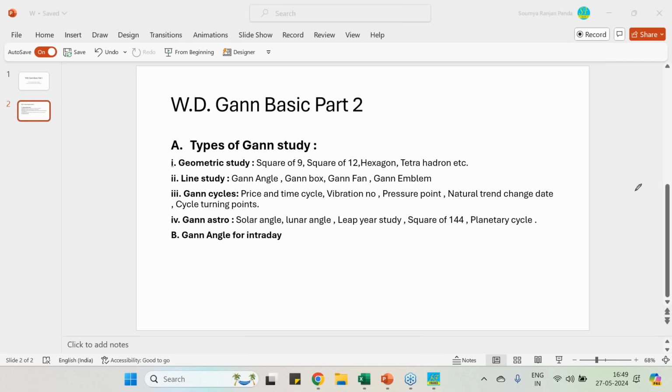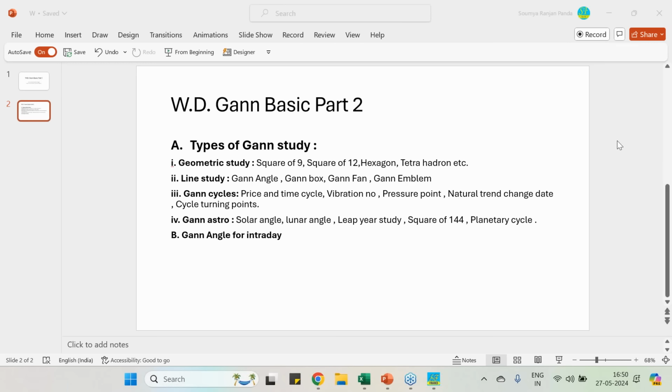Natural numbers are also one of the things. Many natural constants he has taken for studies. So it is a broad group of studies, and mostly people know only square of 9. Beyond that, they never move. Now we are going to study one part, the Gann angle study. Gann angle study is mainly for intraday, and in some cases you can utilize it for positional trade also, but it is more successful in day trading or intraday.